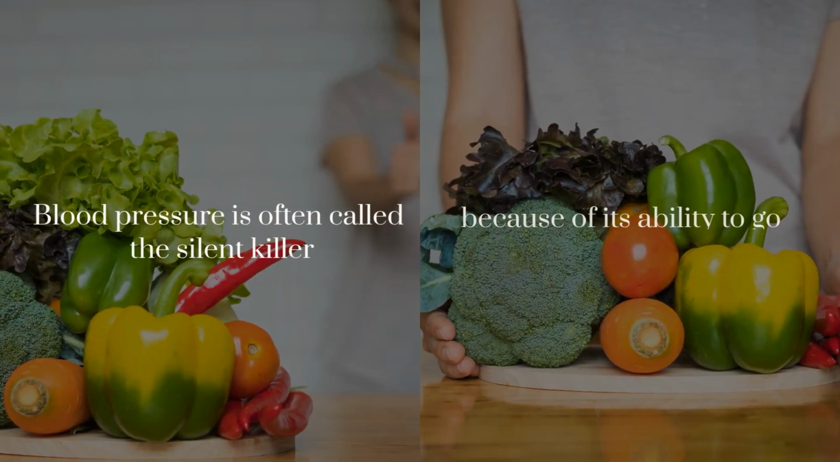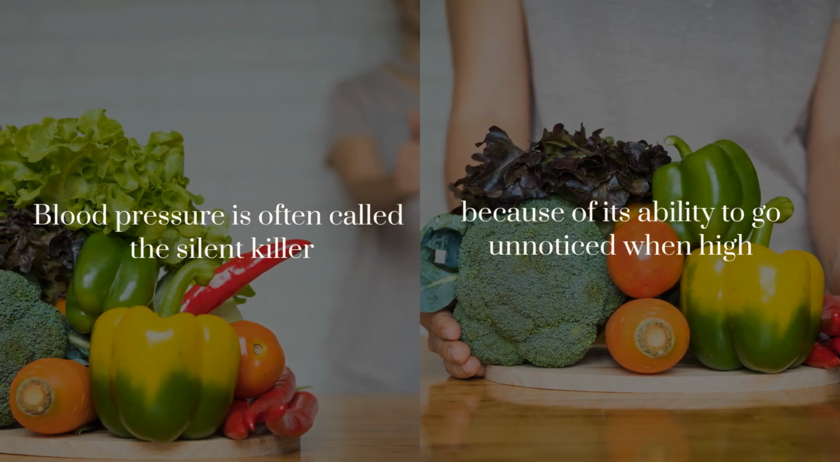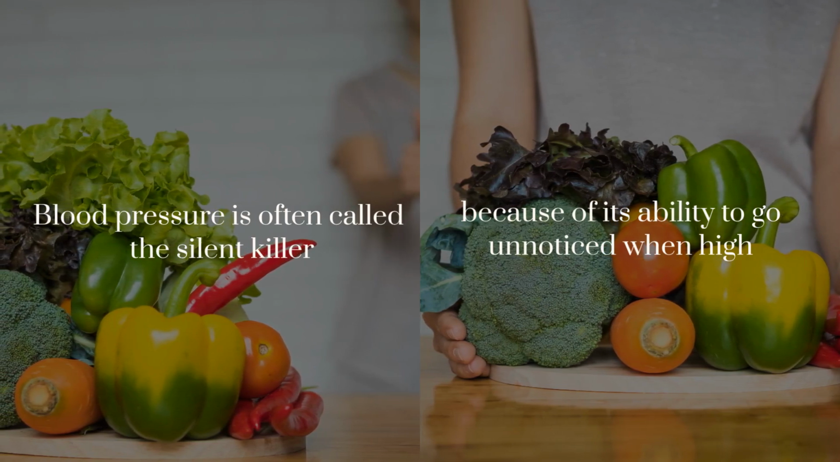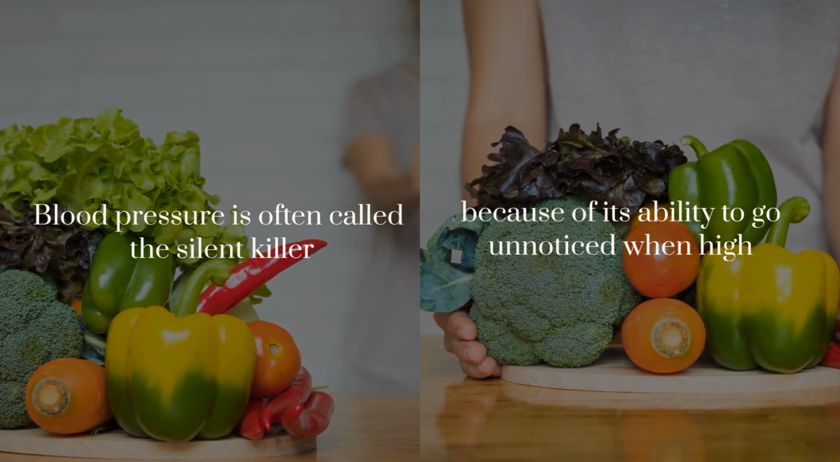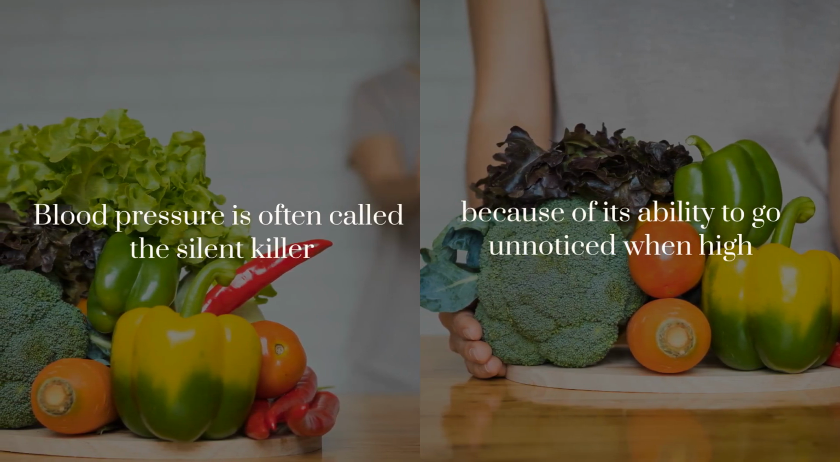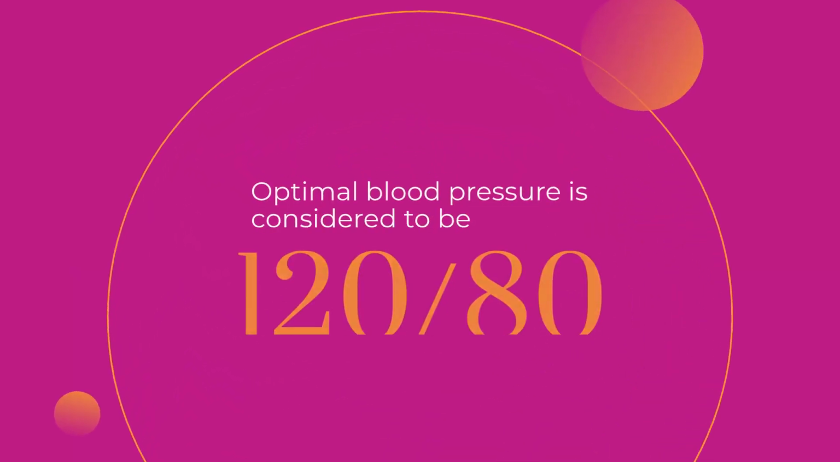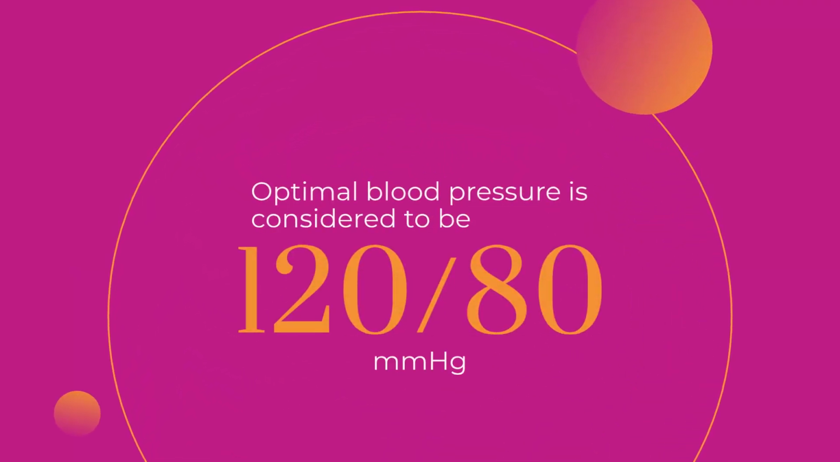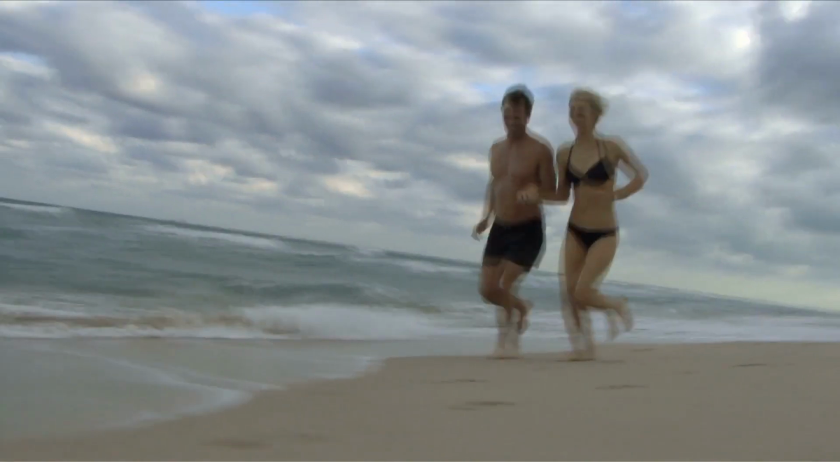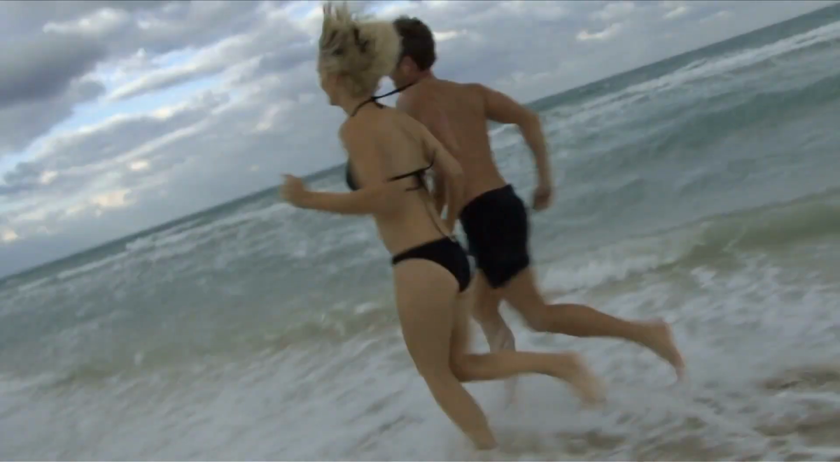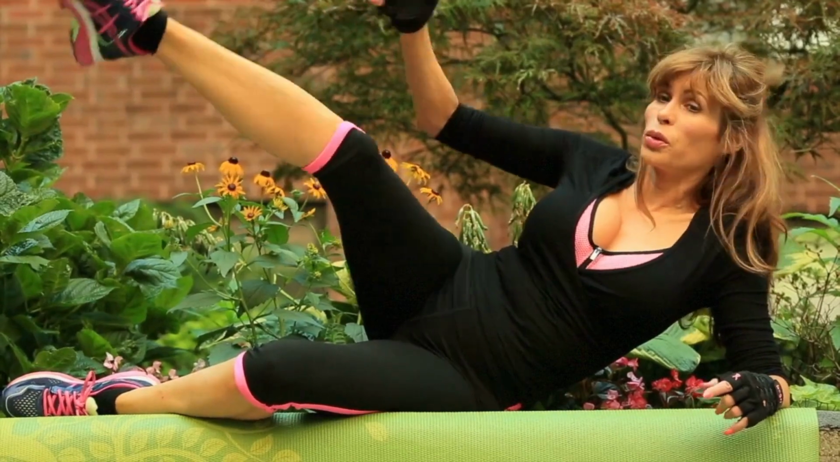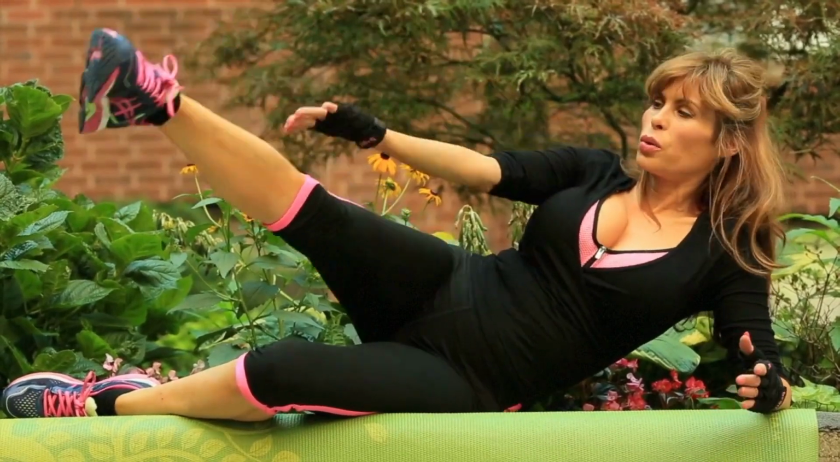Blood pressure is often called the silent killer because of its ability to go unnoticed when high, which, in turn, can harm health, causing a heart attack or stroke, and in extreme cases lead to death. The optimal blood pressure is considered to be 120/80 mmHg. In cases where cholesterol or blood pressure levels exceed normative values, it is critically important to take appropriate measures to correct them. Maintaining a healthy weight is a key aspect of preventing heart disease.